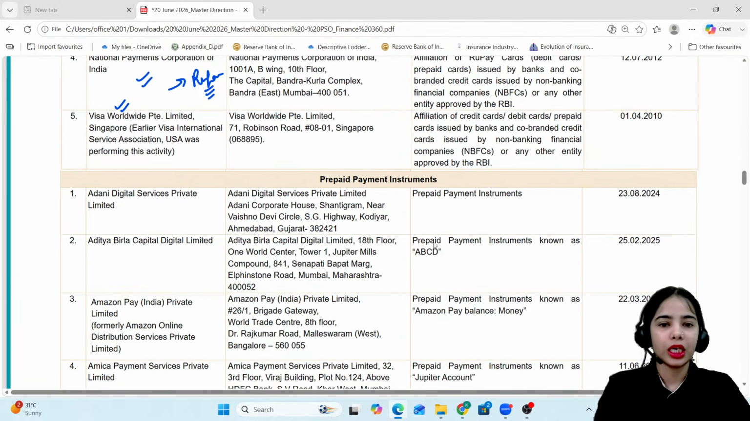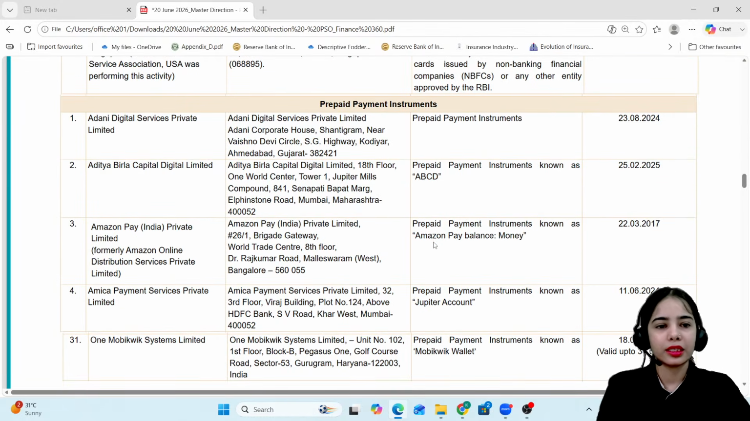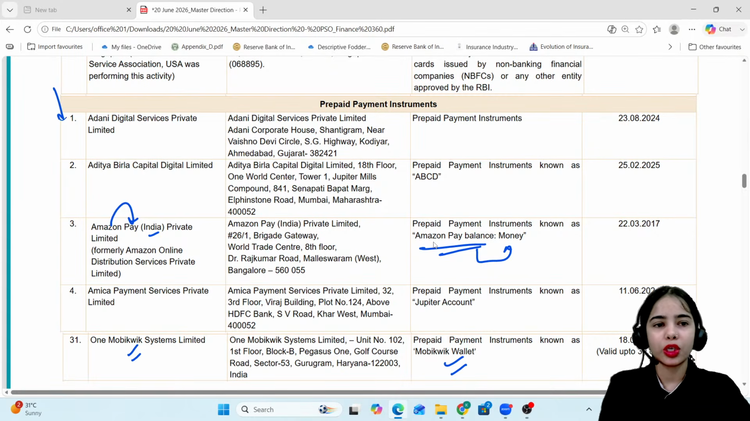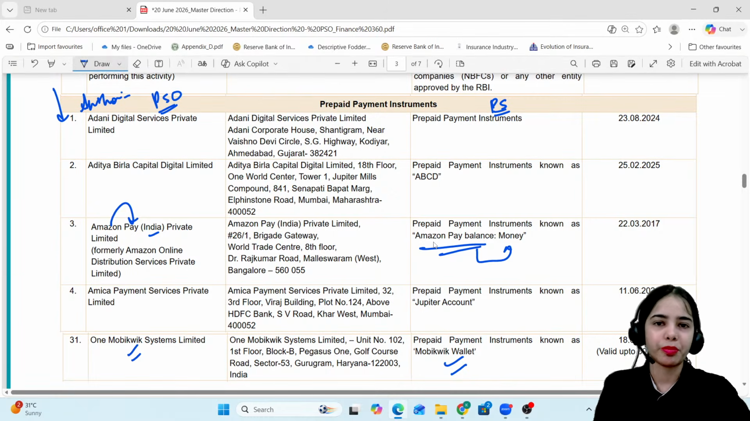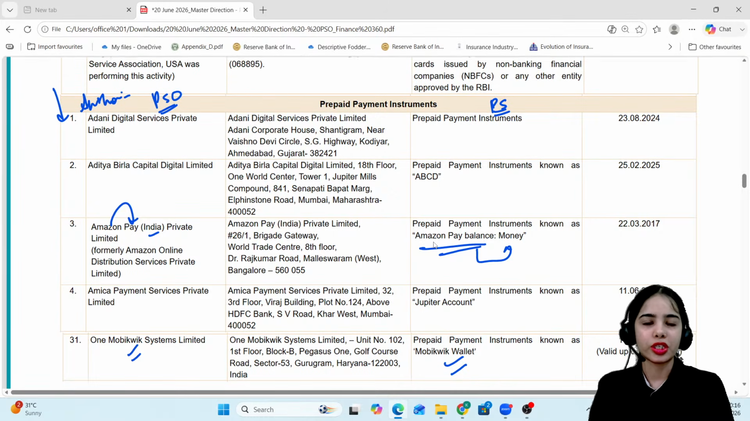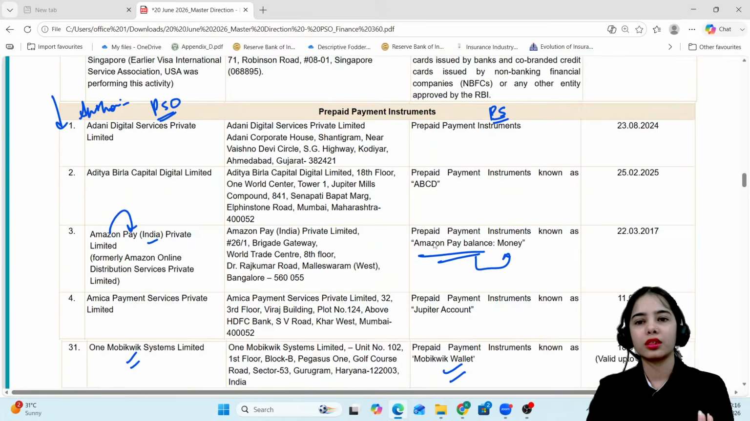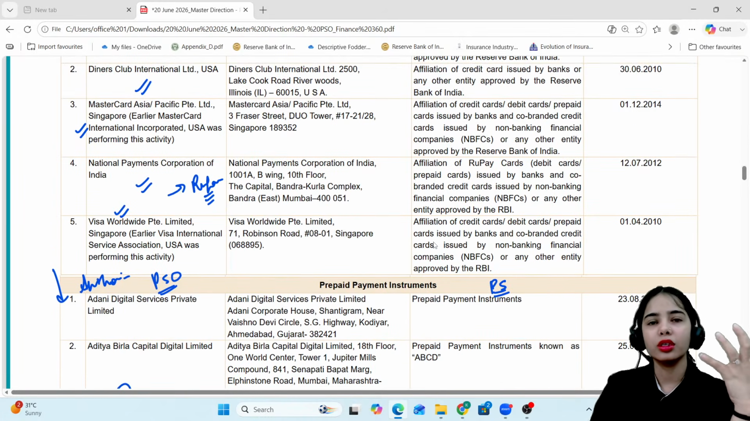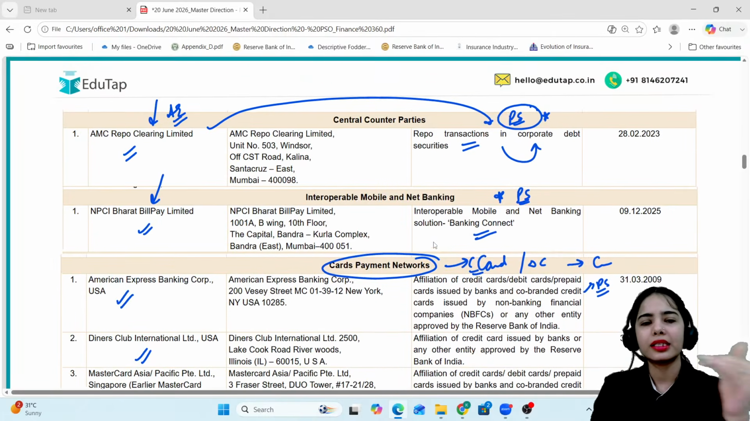Okay. Then prepaid payment instruments, like Amazon Pay. Amazon Pay India Private Limited provides the Amazon Pay balance money. One MobiKwik Systems Limited provides the MobiKwik wallet. So these are the authorized payment system operators that are allowed to provide some payment system, some digital wallet, or the credit card or the debit card that is run through the card networks. So that is the basic idea.